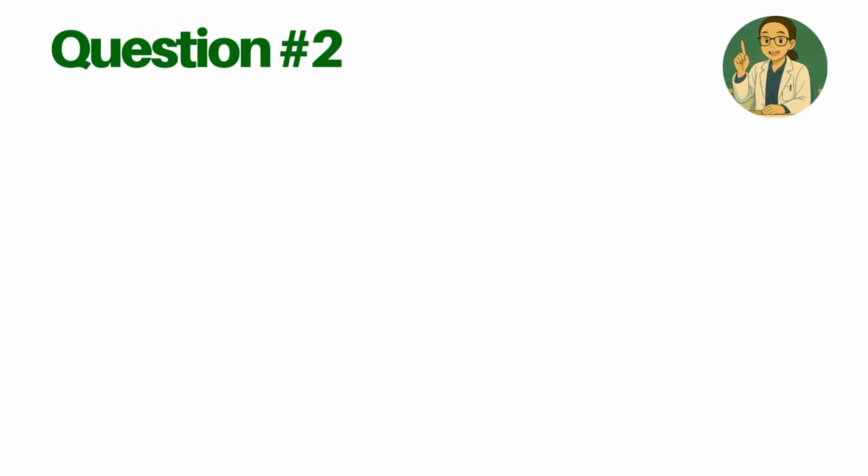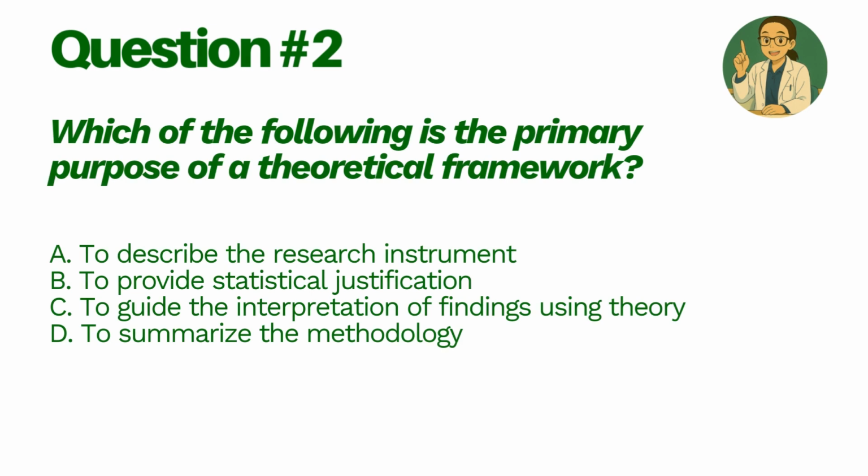Next, question number 2. Which of the following is the primary purpose of a theoretical framework? The correct answer is letter C. The theoretical framework plays a major role in helping researchers interpret findings. It explains results based on theory rather than personal opinion. Remember, theory comes before data, and theory explains data. This is why the framework is essential in research.